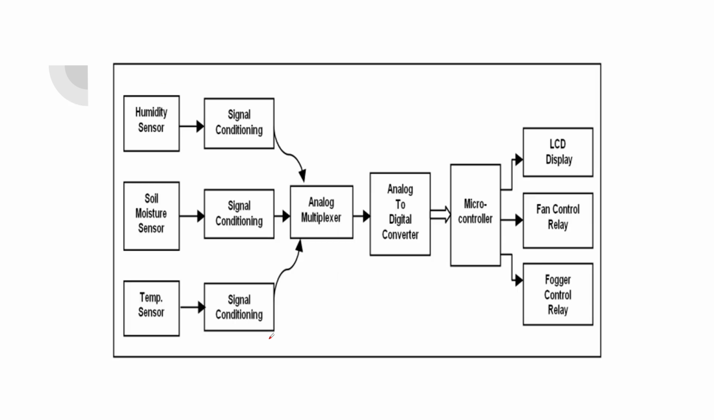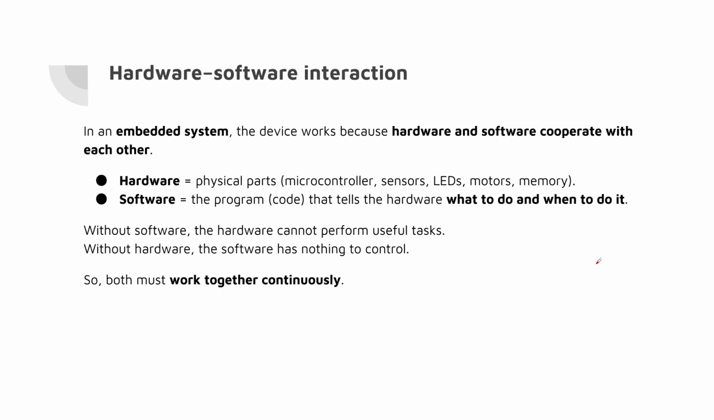Next we can have a simple example block diagram for an embedded system. Here I am having three input devices: humidity sensor, soil moisture sensor, and temperature sensor, and here we are having an LCD display, fan control relay and fogger control relay. So these are the input part and these are the output part. This is a simple example of an automatic greenhouse system.